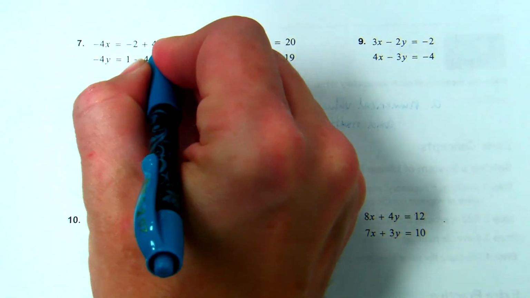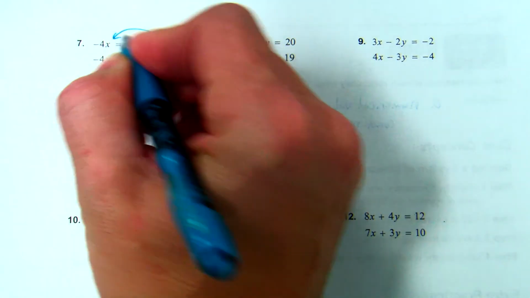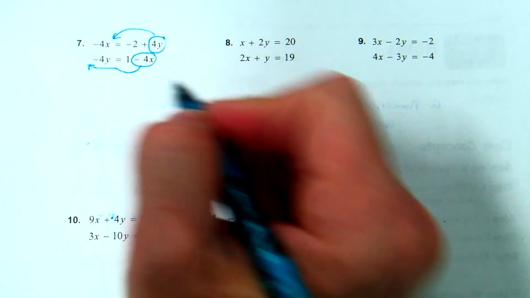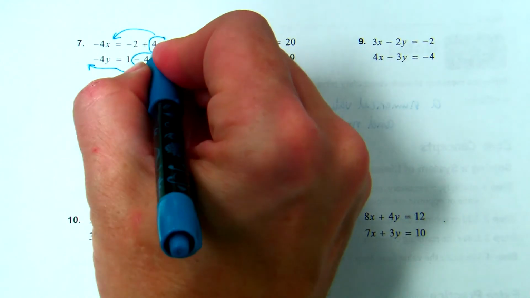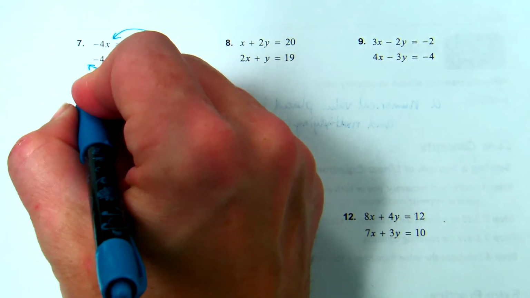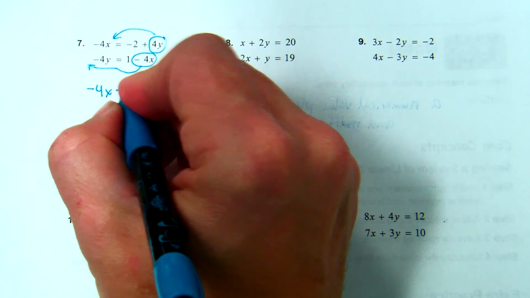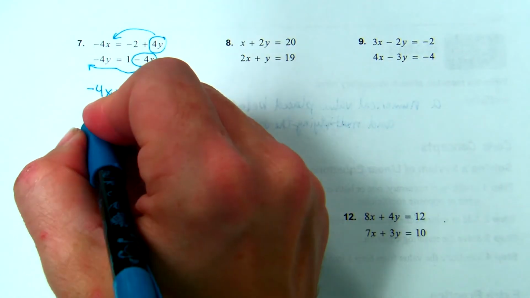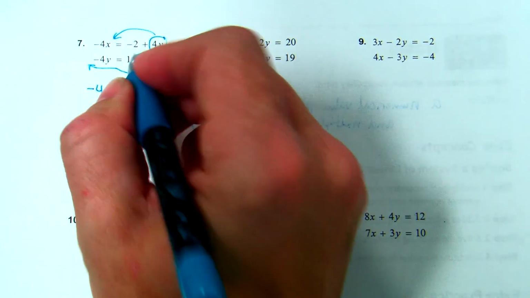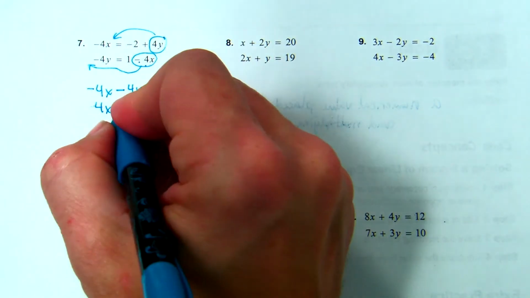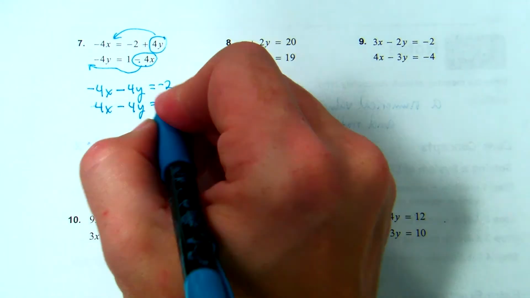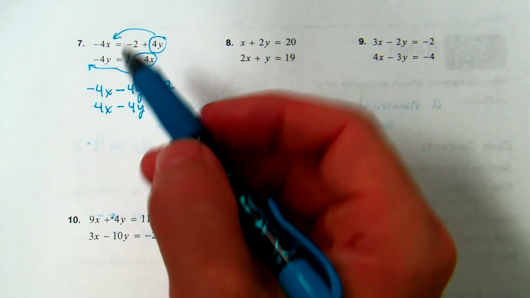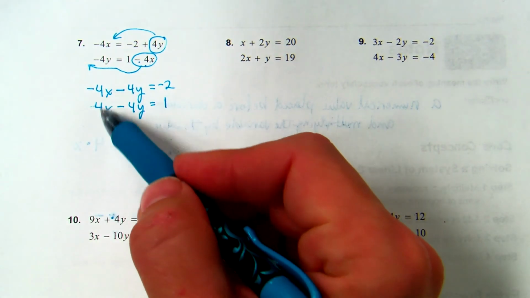We're going to move this 4y to that side of the equal sign. We're going to move this negative 4x to that side or right there of the equal sign. So our two new equations, when I subtract 4y from both sides, the top equation will be negative 4x minus 4y equals negative 2. This one will be a positive 4x because that's negative, so it would be a positive 4x minus 4y equals a positive 1.